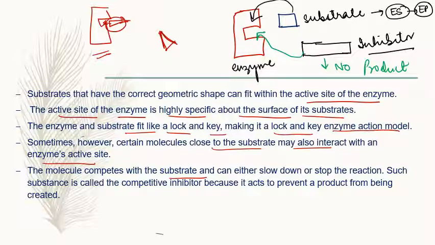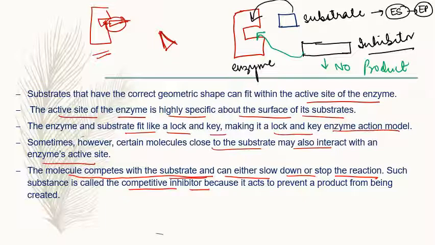Both of them have only one active site for binding. So what will happen? The molecule competes with the substrate. These molecules will now compete with the substrate and can either slow down or stop the reaction. If the inhibitor gets bound to the enzyme, then it will stop the reaction, and such substances are called competitive inhibitors.